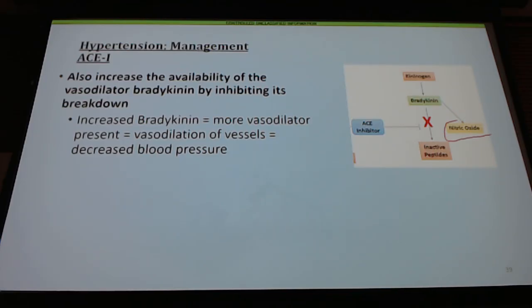Now, when we talk about the side effects, unfortunately, elevated levels of bradykinin can cause a cough. So with ACE inhibitors, we always talk about how one of the side effects is cough, and this is particularly why we see that.